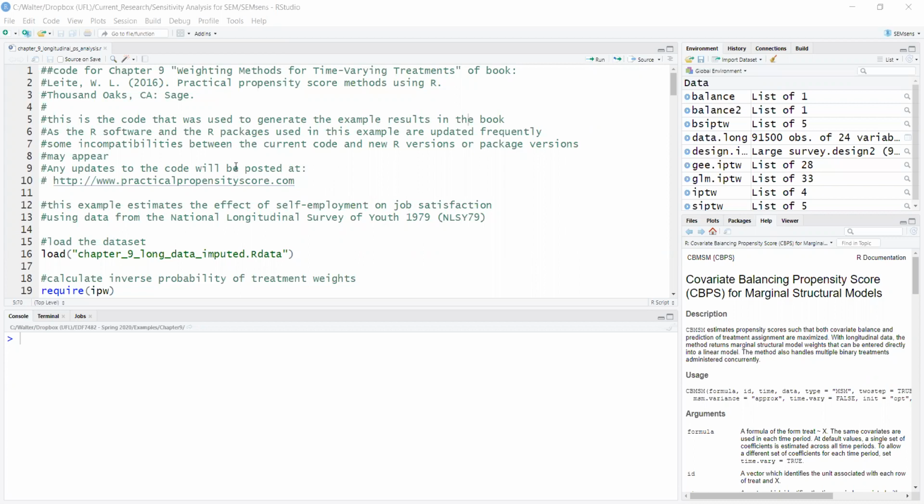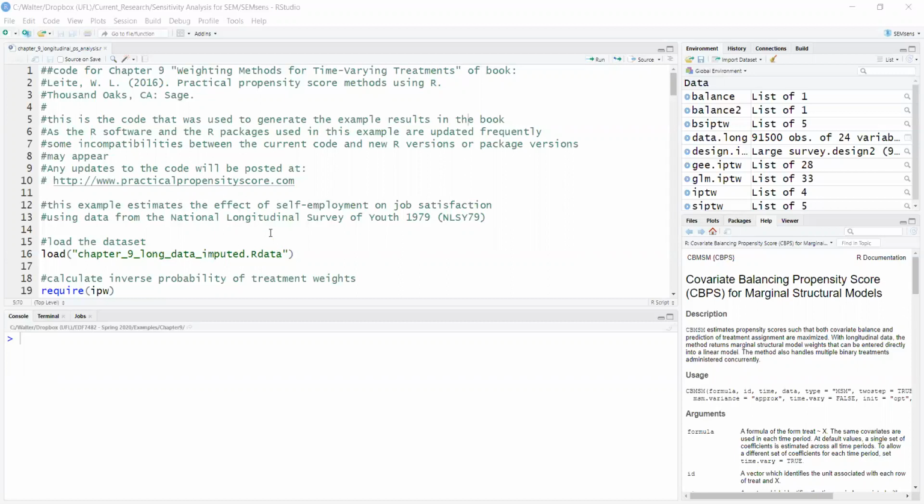Time-varying treatments is a situation where you have a longitudinal study with multiple opportunities for treatment. So at multiple waves, individuals have the opportunity to receive treatment. The treatment can be repeated, and there are multiple outcomes.